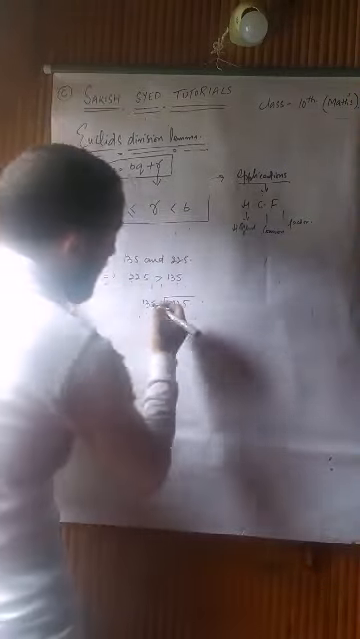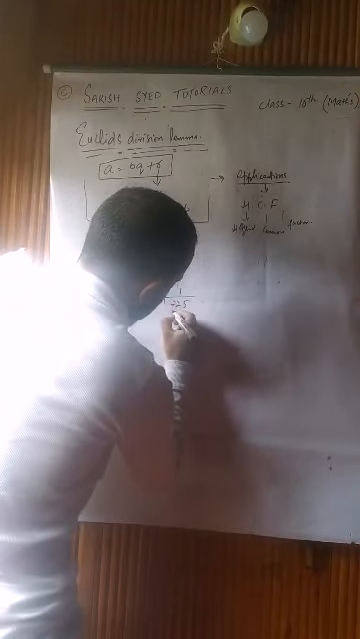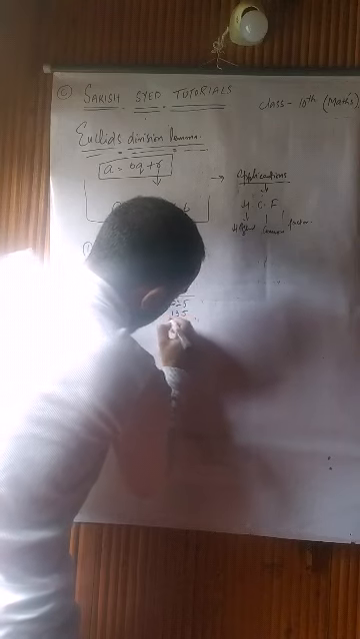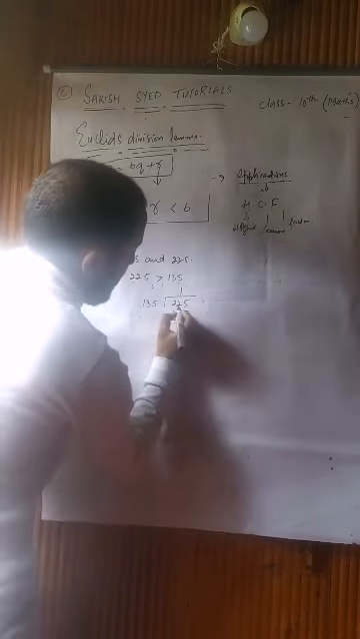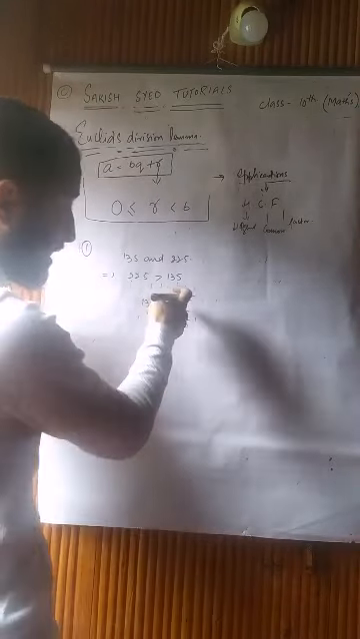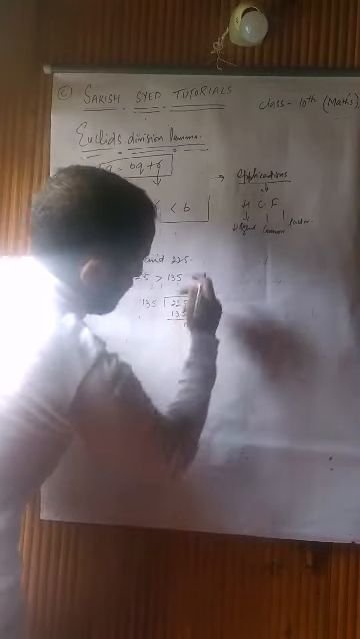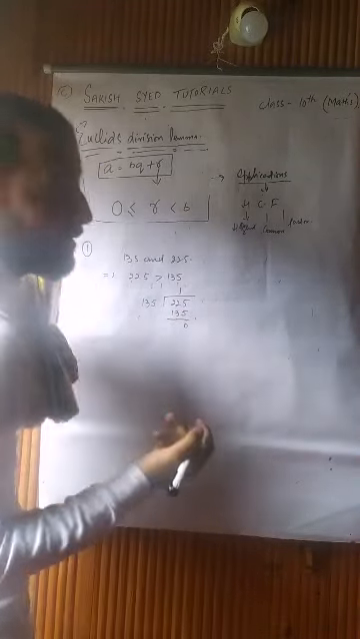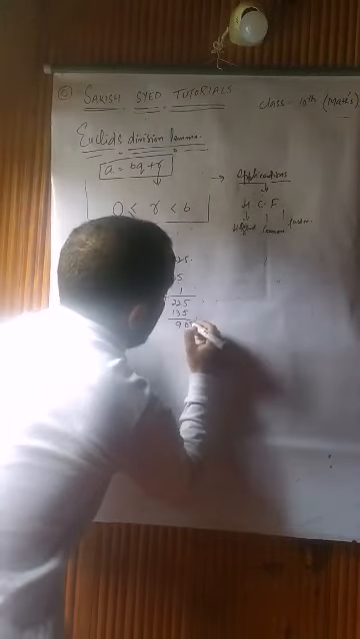How can I divide this? 135 into 1 is 135. Subtracting, 225 minus 135, the remainder is 90.